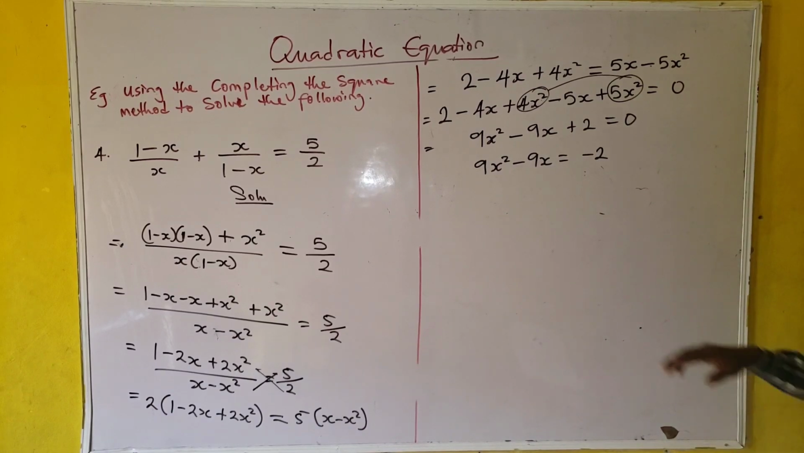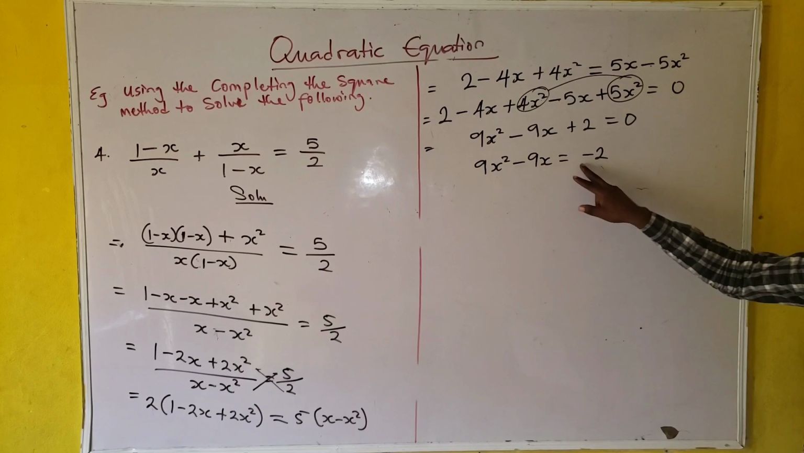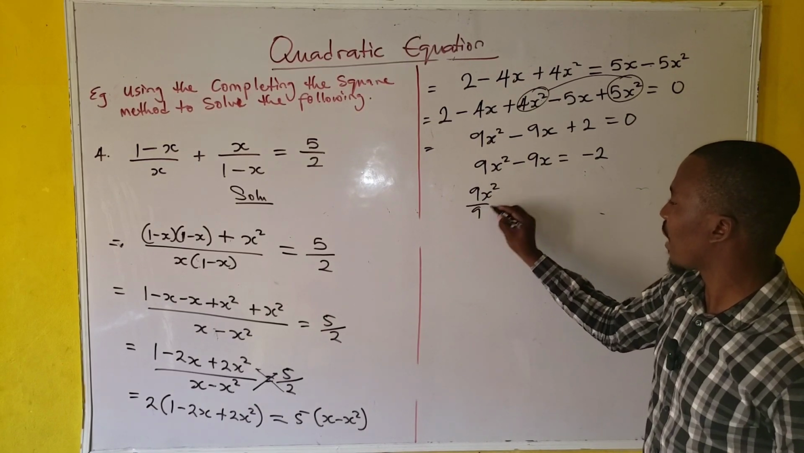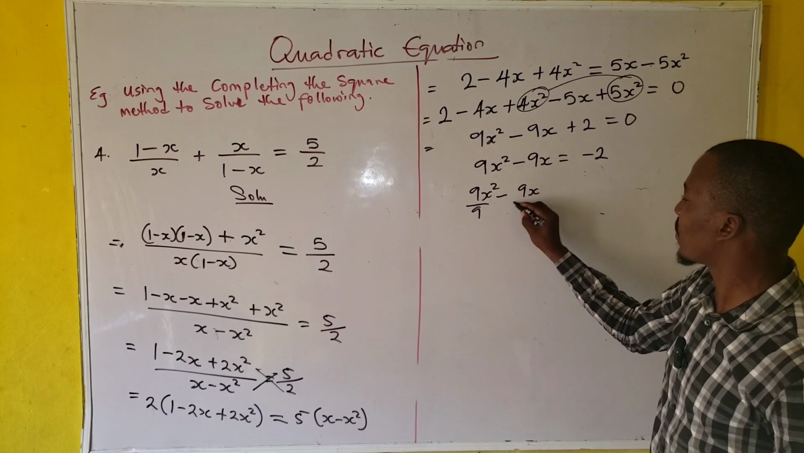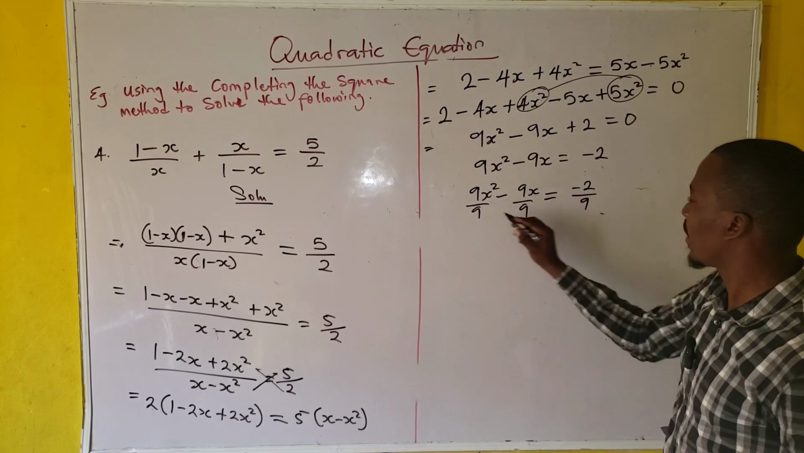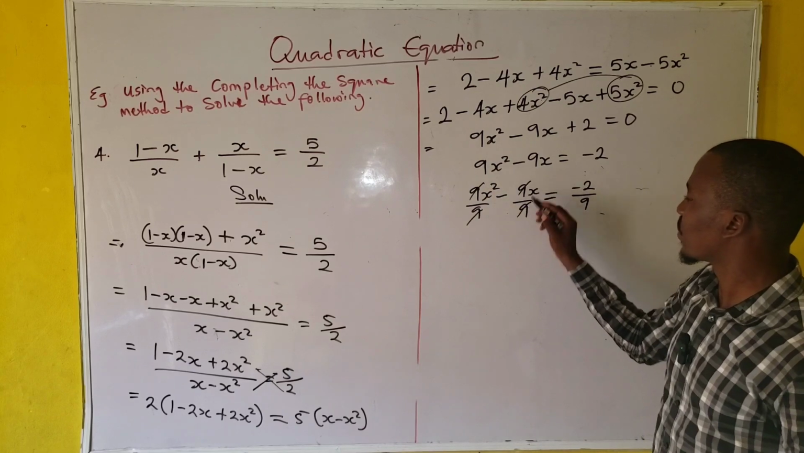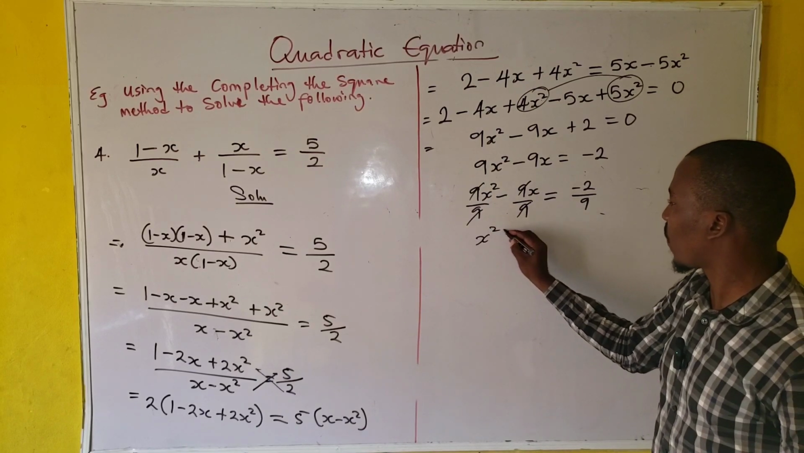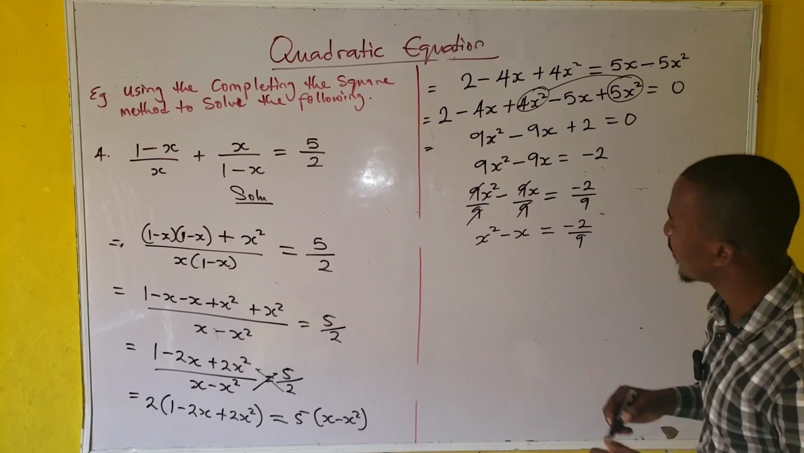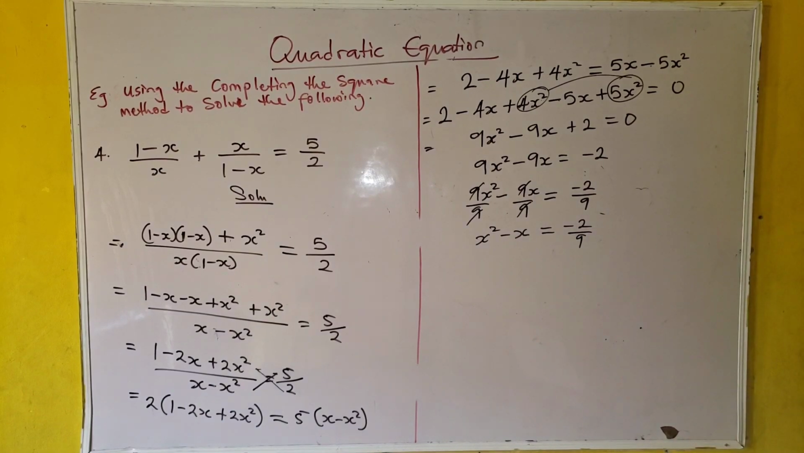Okay, the next thing is to divide through by 9. So that will give us 9s squared over 9 minus 9s over 9 equals to minus 2 over 9. This and this will go, this and this will go. I will have s squared minus s equals to minus 2 over 9. So we are done with step 2.